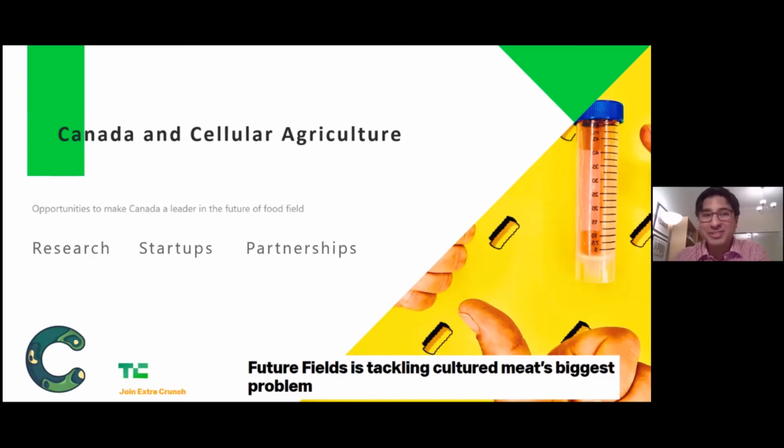A few weeks ago, the start of August, Future Fields announced that they are the first Canadian cell agriculture company to be accepted into the Y Combinator program, a leading accelerator for innovative startups. And that's a great sign for the field moving forward in Canada.